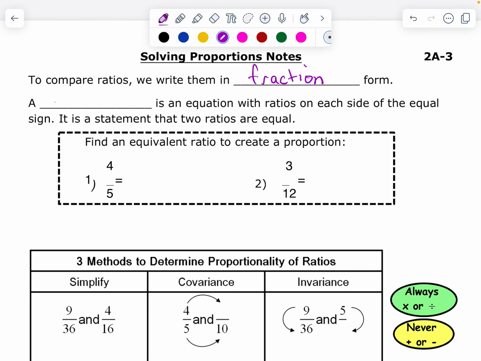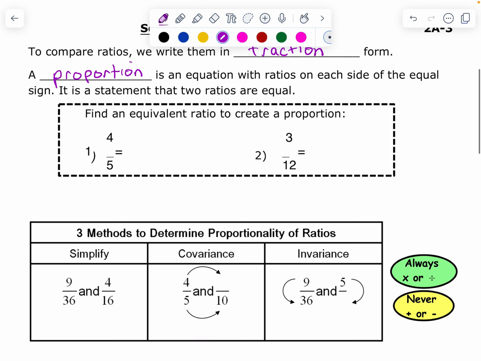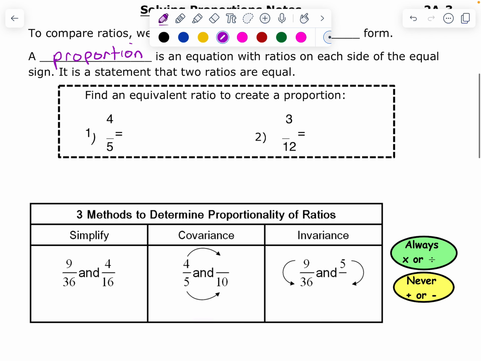A proportion is an equation with ratios on each side of the equal sign. It is a statement that 2 ratios are equal. Find an equivalent ratio to create a proportion.